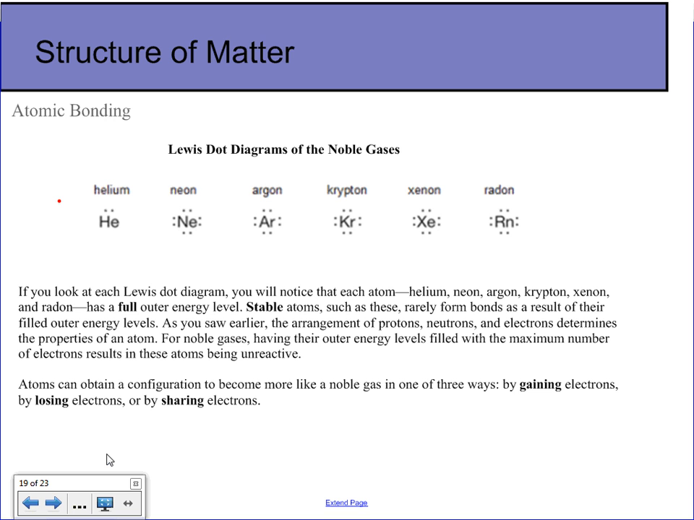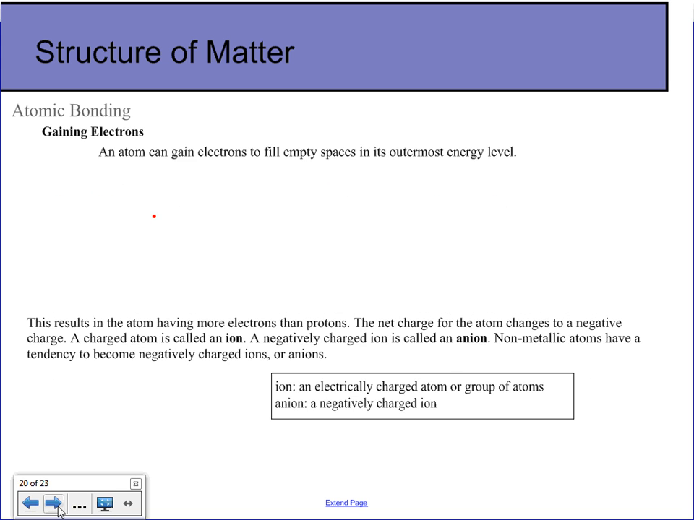If you look at each Lewis dot diagram, you will notice that each atom has a full outer energy level. Stable atoms such as these rarely form bonds as a result of their filled electron levels. As you saw earlier, the arrangement of protons, neutrons, and electrons determines the property of an atom. So for noble gases, having their outer energy levels filled with the maximum number of electrons results in those atoms being unreactive. Atoms can attain a configuration to become more like a noble gas in one of three ways: by gaining electrons, by losing electrons, or by sharing electrons.